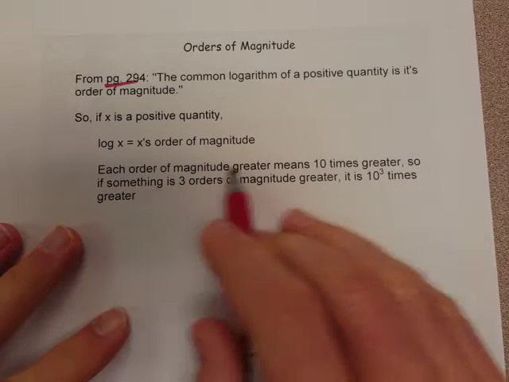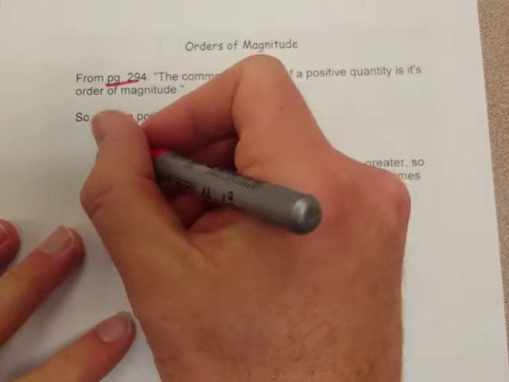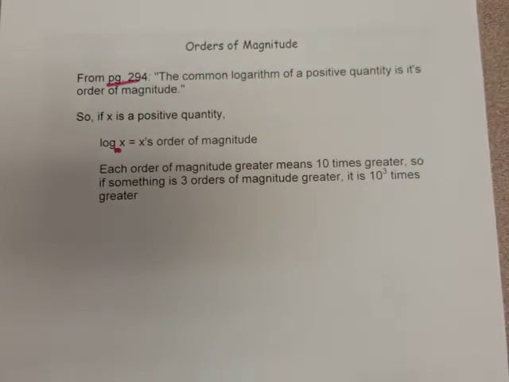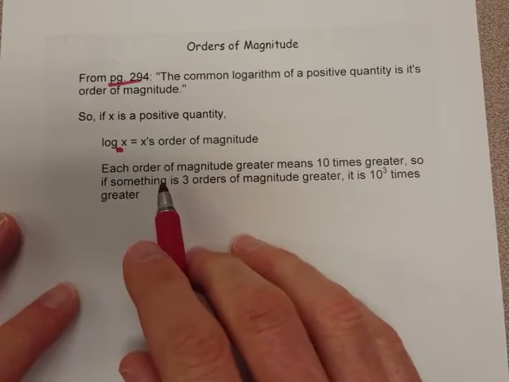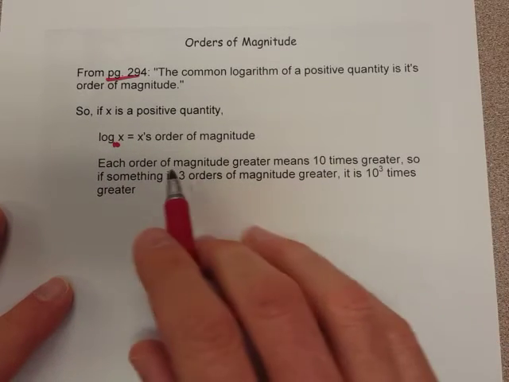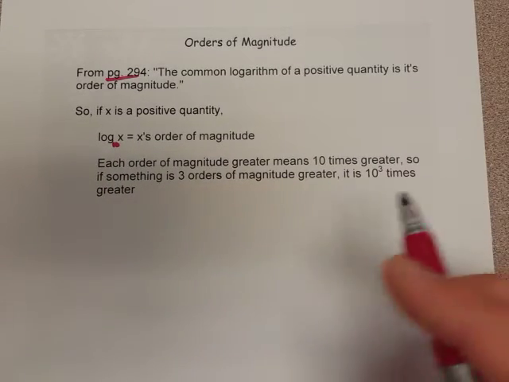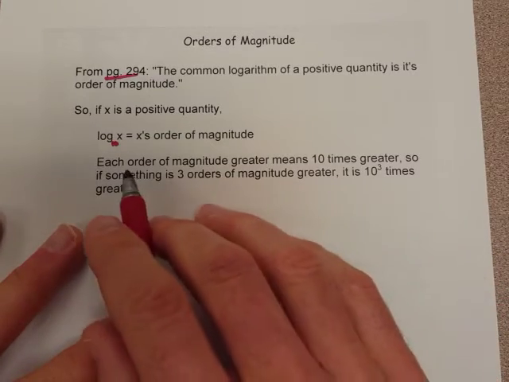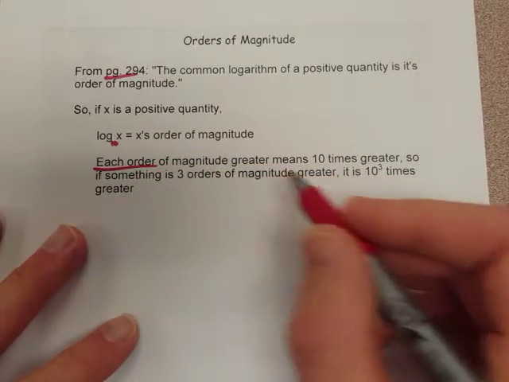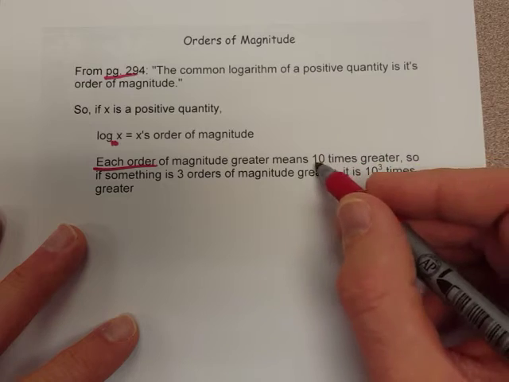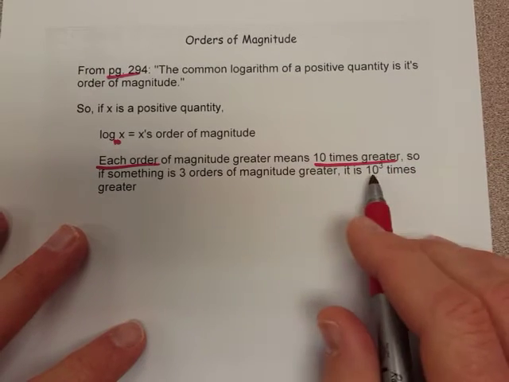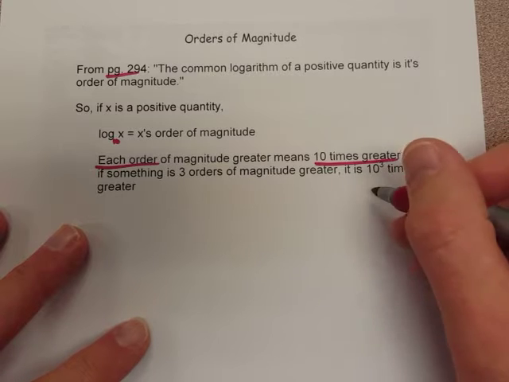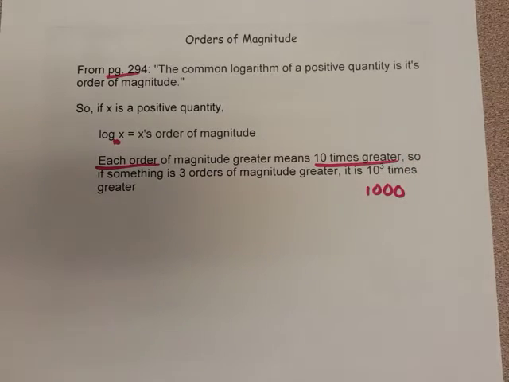So some things that you need to know about orders of magnitude is that, for one thing, it's a base of 10. So each order of magnitude, when we're looking at numbers and we say their order of magnitude, each order is going to mean 10 times greater than the next. So if something's 3 orders of magnitude greater, it's 10 to the third times greater, or 1,000 times greater. So that's just a little bit of background in that.